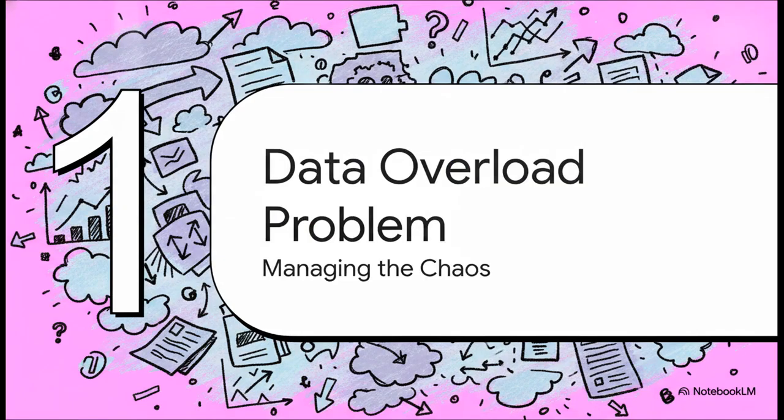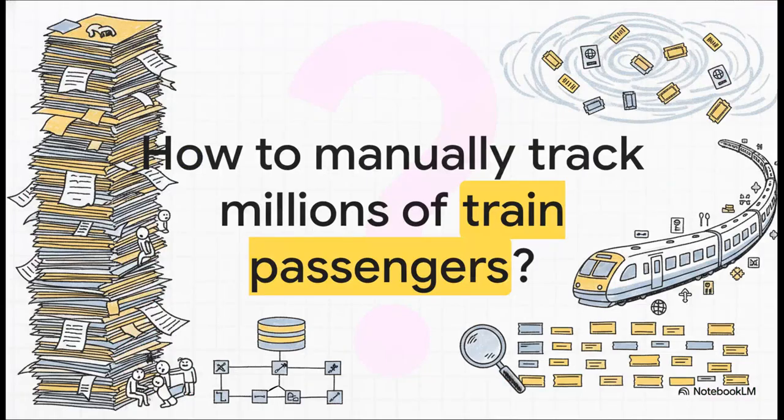All right, Section 1, the data overload problem, managing the chaos. So think about this for a second. How would you manually track the details of every single train passenger in the entire country? Just imagine the absolute nightmare of that manual data entry. We're talking millions of passengers daily, right? They all need seat numbers, destinations, payment statuses, meal preferences. You would literally have paper ledgers stacked to the ceiling. It would take a lifetime just to find one missing ticket among millions of pages.